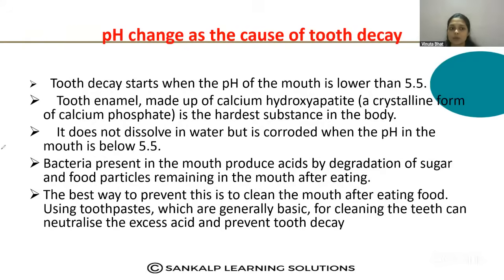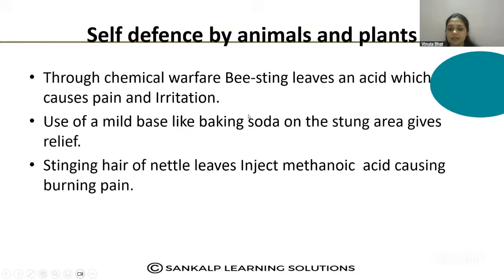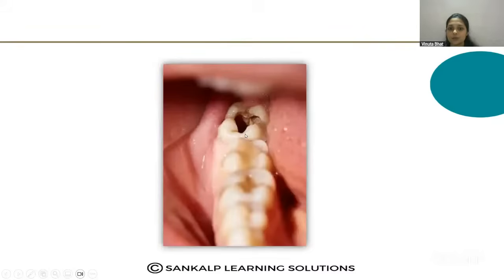This question is also asked, as a 2 or 3 mark question, mainly a 3 mark question. They ask how we can prevent tooth decay, what the reasons for tooth decay are, and how it is caused. So these kinds of questions are asked. This is how tooth decay happens.